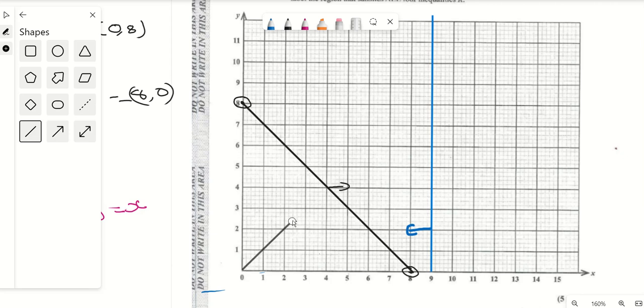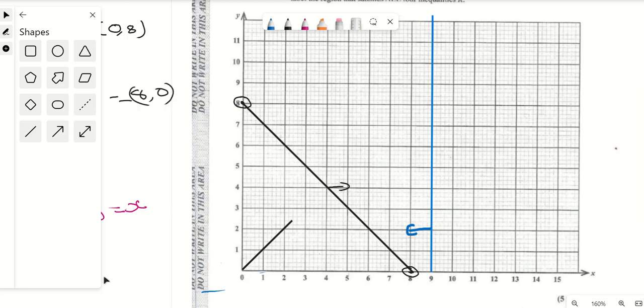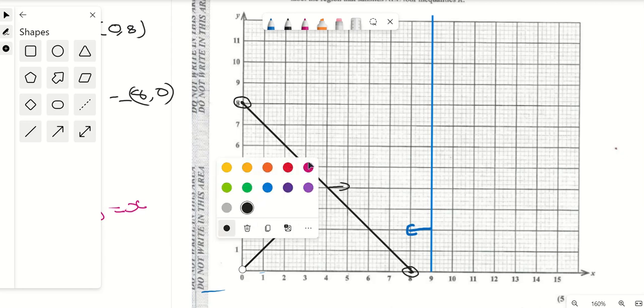Then when x is 2, y is 2. We're seeing it so far, right? When x was 2, y was 2. And let's make this pink.